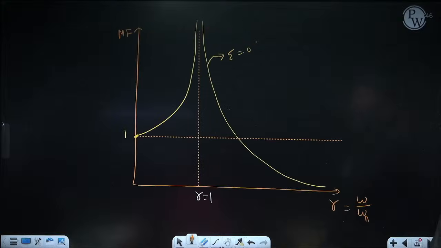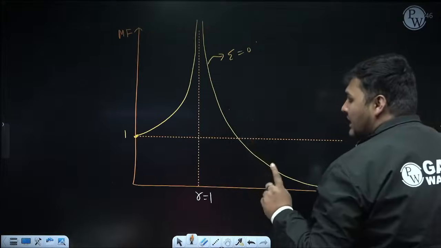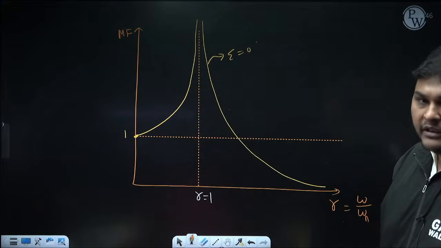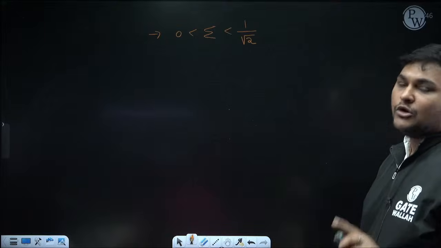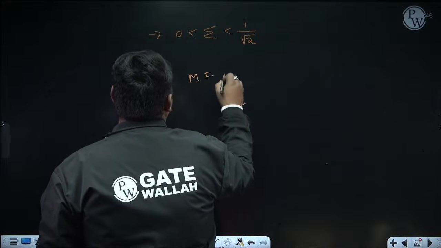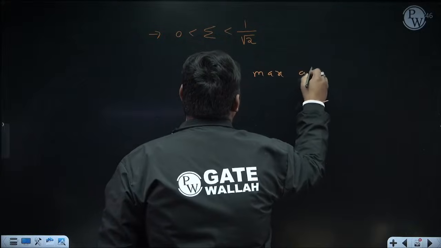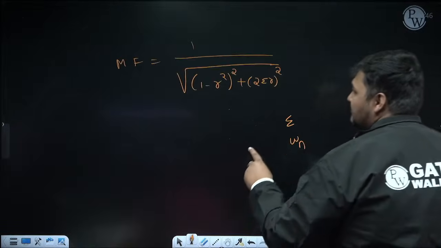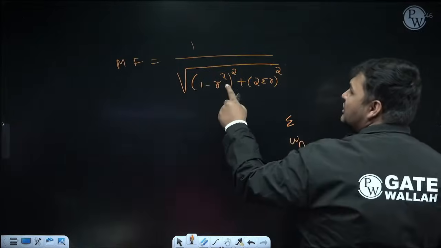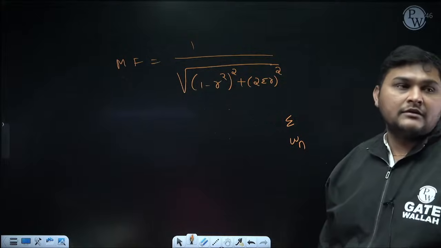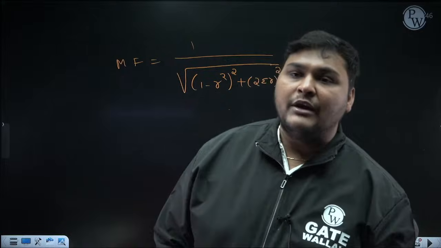When I drew the graph for zeta equal to 0, I found at which R MF is maximum, and MF is maximum at R equal to 1. Similarly, for any other value of zeta, again we have to find at which R MF is maximum. To find the R at which MF is maximum, you need to differentiate this equation with respect to R, assuming zeta is constant, and equate it with 0. You will get the value of R.